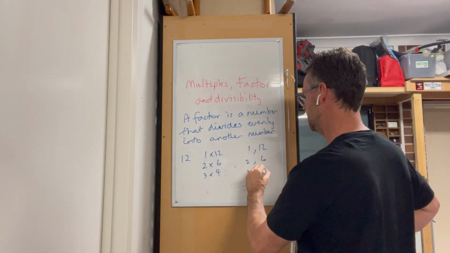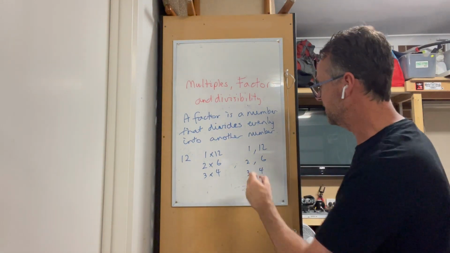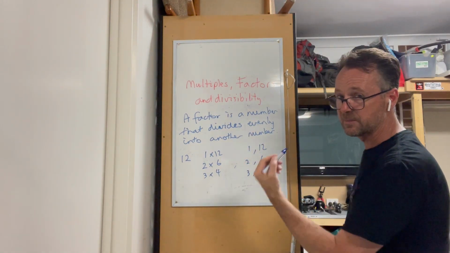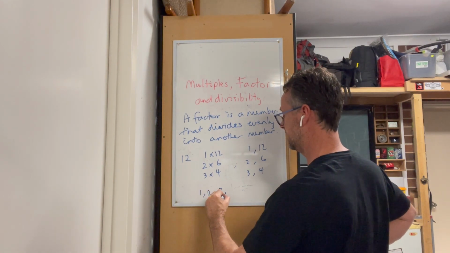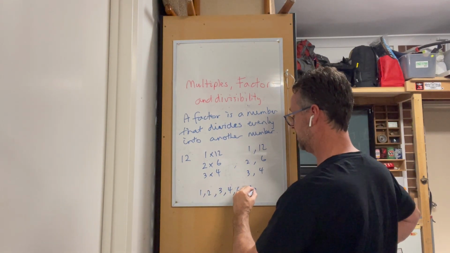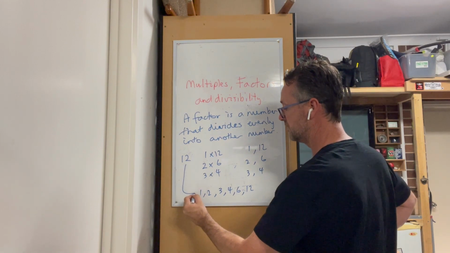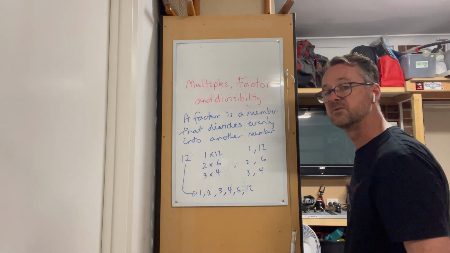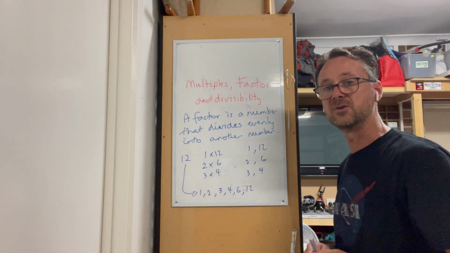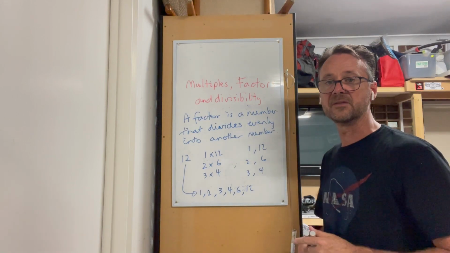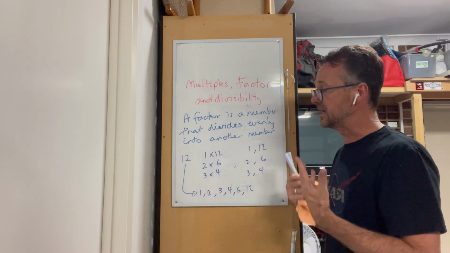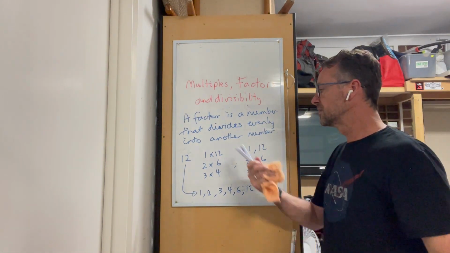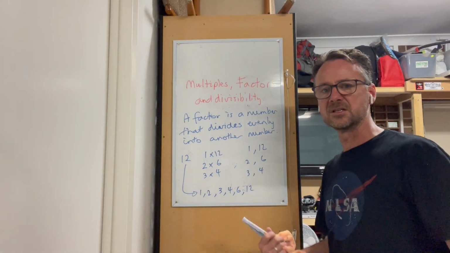So 3 and 4. So these are all the factors of 12, but when we write them, we need to write them in ascending order, like this. So the factors of 12 are here: 1, 2, 3, 4, 6, and 12. And we can do this for any number, and some of them will be prime numbers where there's only 2 factors, and others will be really factor-rich numbers like 12, like 24, like 36.